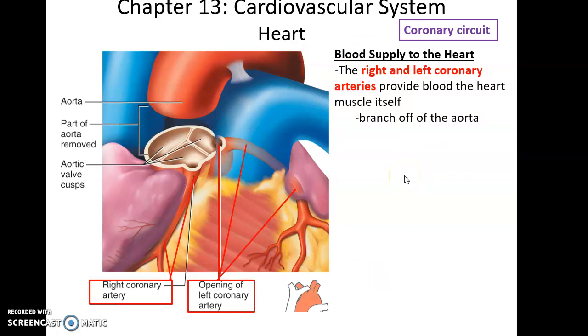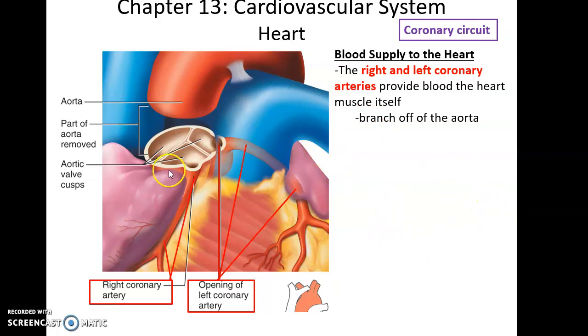So we also have blood being carried to the heart itself. The heart is, after all, a living organ, so it needs its own steady supply of blood carrying oxygen and nutrients and carrying away carbon dioxide and wastes. And this is referred to as the coronary circuit. So the coronary circuit is the blood vessels carrying blood to the heart itself.